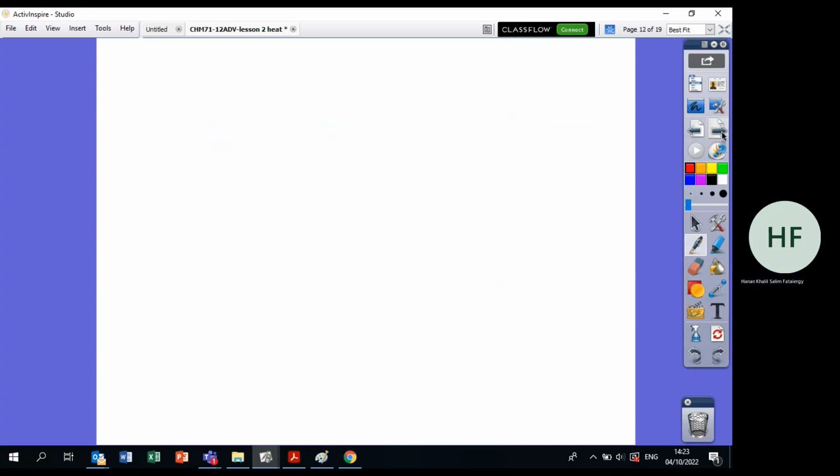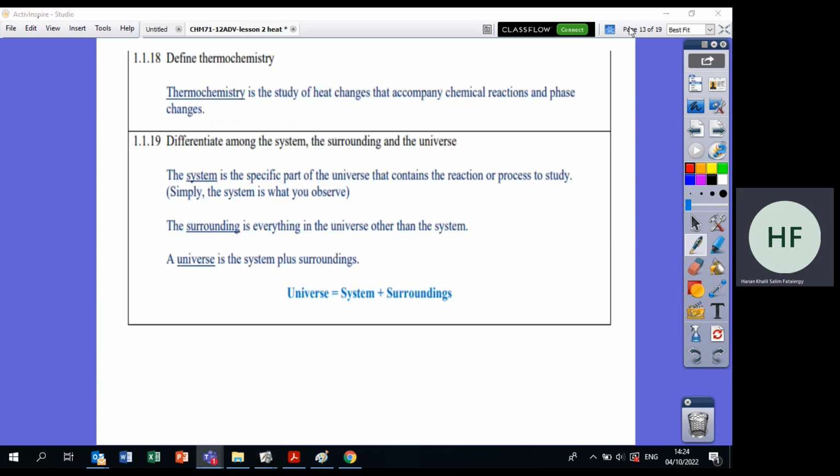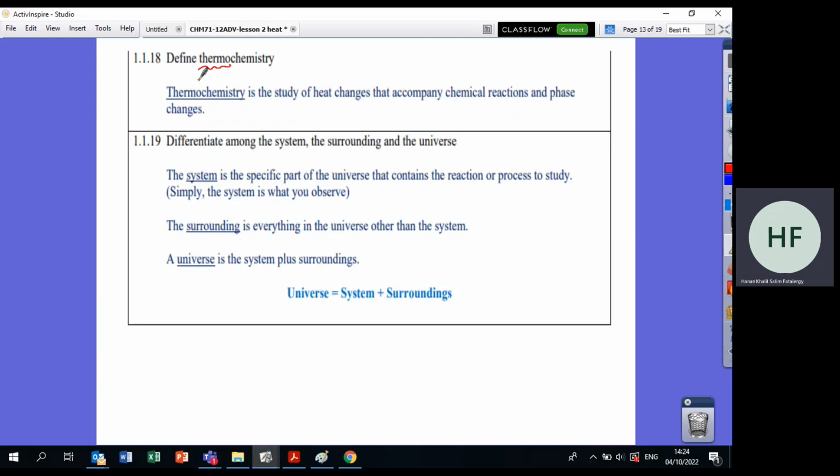Okay, another question. Now, what is thermochemistry? Thermo means heat. Whenever you see the word thermo, this is heat. And what is chemistry? Chemistry is chemical reactions. Now when you say thermochemistry, this is heat in chemical reactions. And as we said before, chemical reactions are two types: they are exothermic or endothermic.